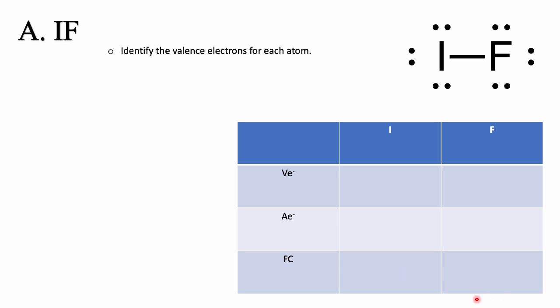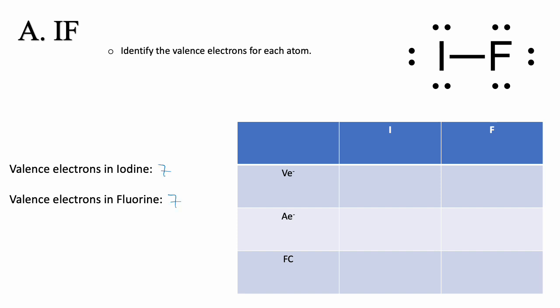To do this, we must first identify how many valence electrons we have. Recall that in part A of the problem, we identified that there are 7 valence electrons in both iodine and fluorine, which we can put into the top row of our table. Next, we need to identify how many assigned electrons each atom has. To do this, we first split our single bond in half and recall that there are 2 electrons in this bond. When we're looking at assigned electrons, each atom sharing the single bond gets assigned 1 electron.